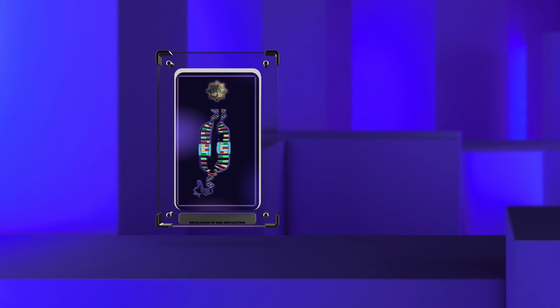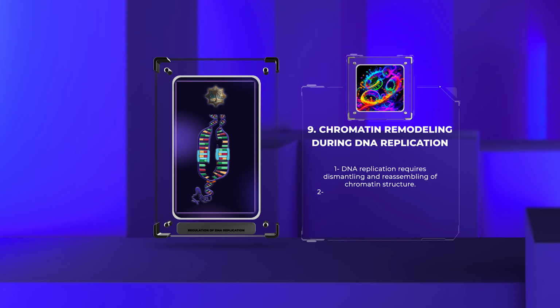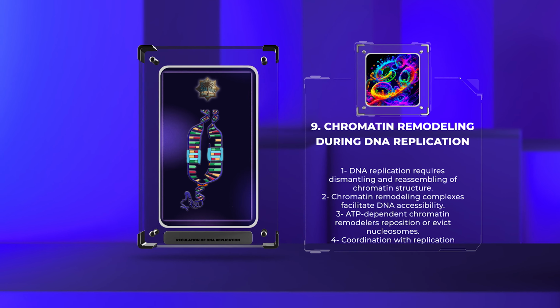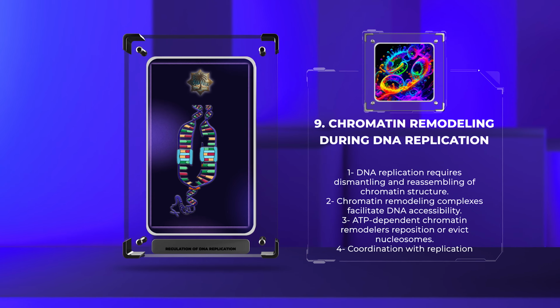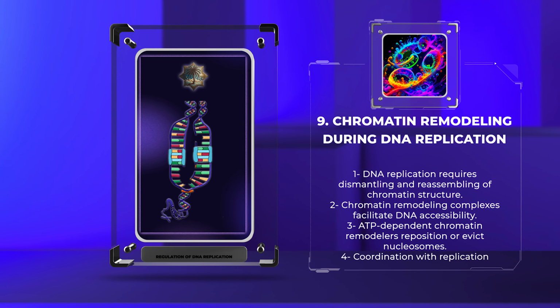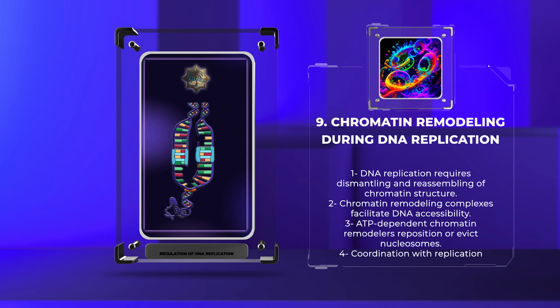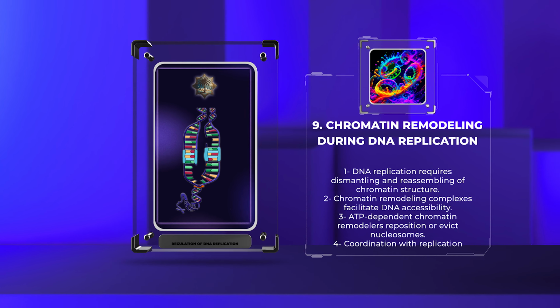The packaging of DNA into chromatin imposes an additional layer of complexity on DNA replication. During replication, chromatin structure needs to be dismantled and reassembled to allow for efficient DNA synthesis. Chromatin remodeling complexes, such as ATP-dependent chromatin remodelers, play a crucial role in this process.